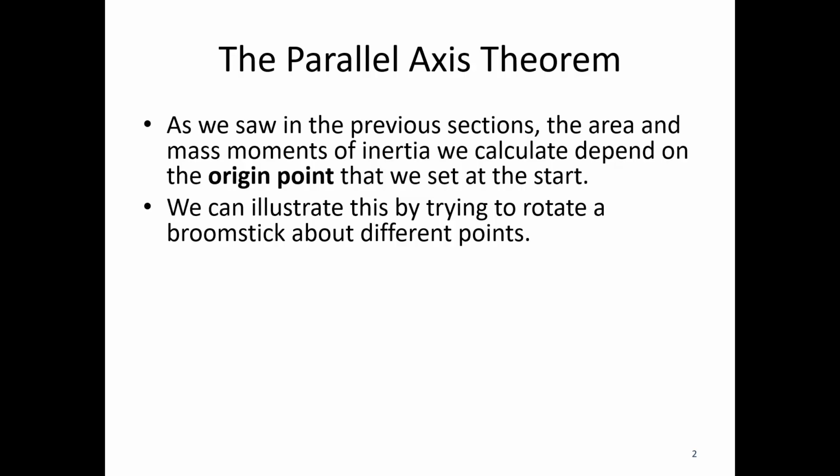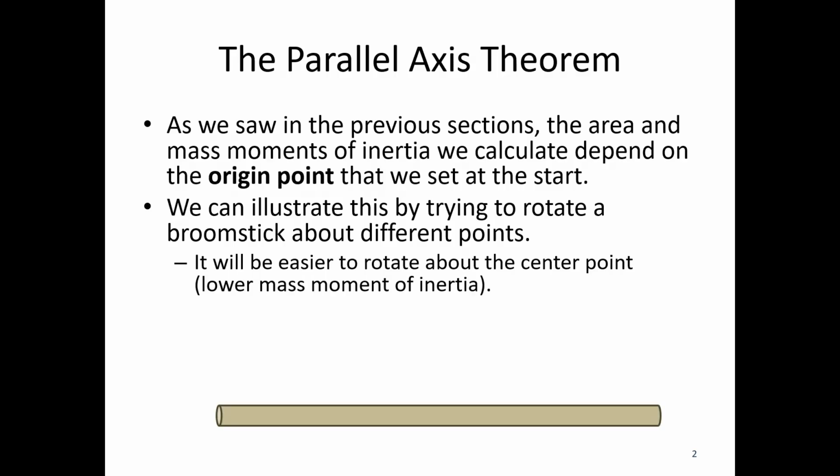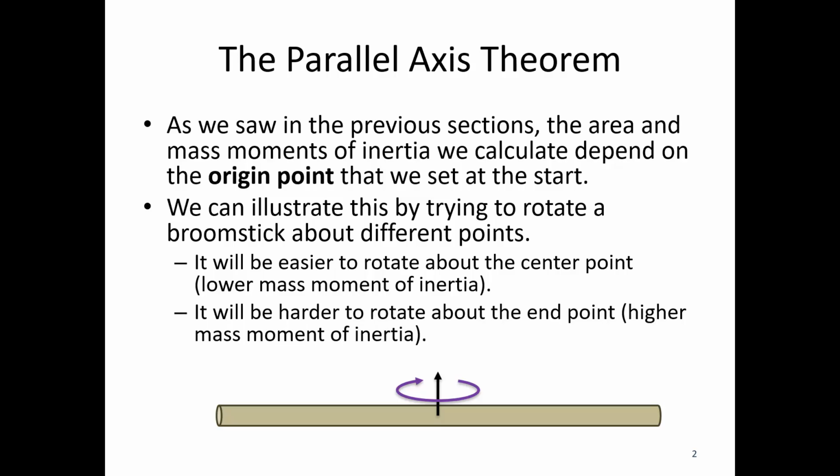We can illustrate this by trying to rotate a broomstick around different positions. So if you have a broomstick around, you can try this. It's going to be easier to rotate about the center point. So grab the center point and rotate back and forth. And that's because it's got a lower mass moment of inertia. If we instead grab it at the end and rotate at that end point, it's going to be harder to rotate because it's got a higher mass moment of inertia.